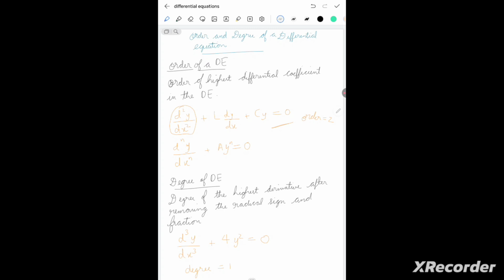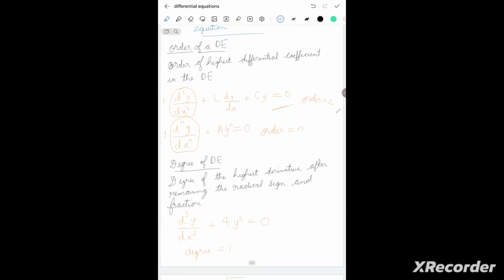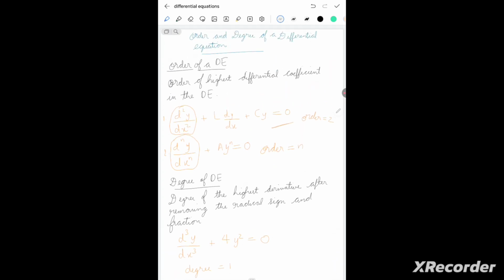Now consider the next example. d n y by dx raised to n plus a y raised to n is equal to 0. Here the highest differential coefficient is d n y by dx raised to n. So this differential equation's order is n. It's an nth order differential equation. Here the n in y raised to n is simply the power of y.